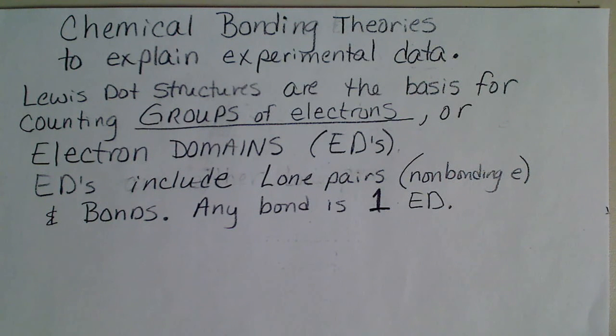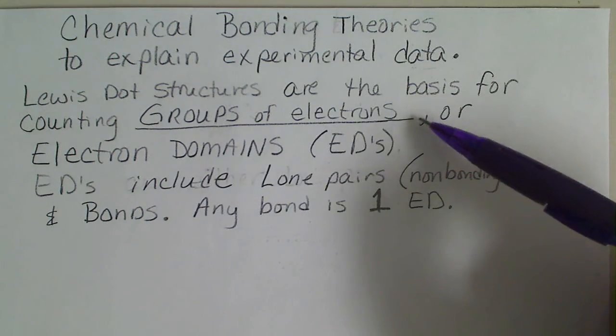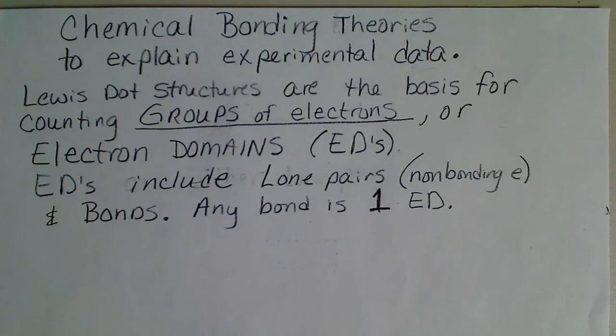In this section, we are going to look at several different chemical bonding theories that explain things that Lewis dot structures do not explain. So in preparation for those theories, we are going to be looking at a Lewis dot structure and then counting the groups of electrons around the central atom. Groups of electrons doesn't sound technical enough, so to say an electron domain sounds a little more techy.